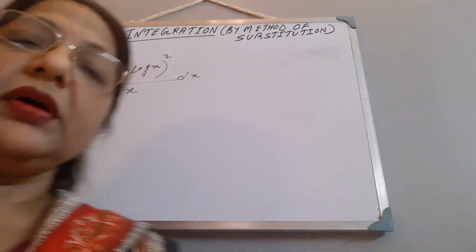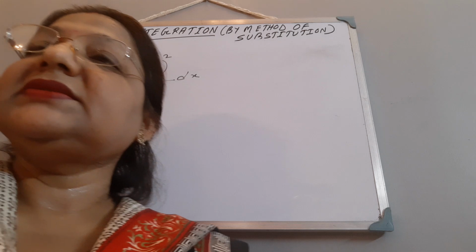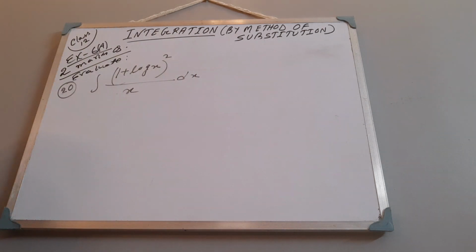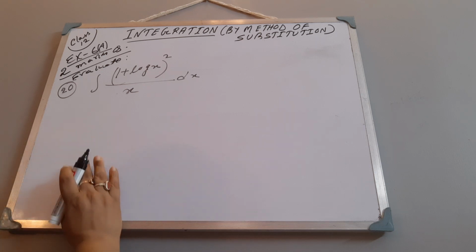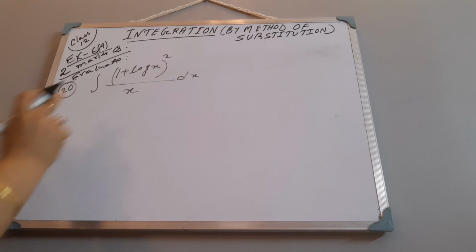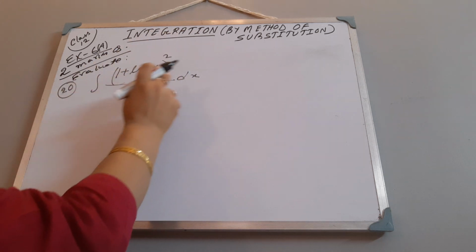Okay, class 12. We are continuing the chapter, exercise 6A, method of substitution, integration part. Sums up to number 19 were done in the previous video. Next, sum number 20: integral of (1 plus log x) whole square by x dx.